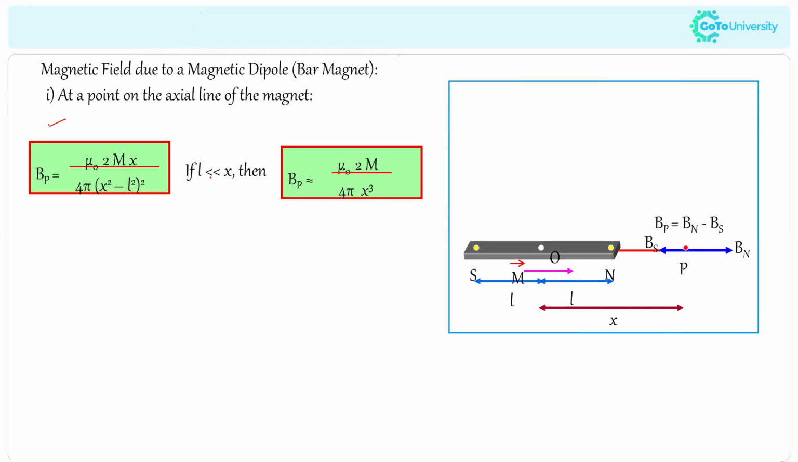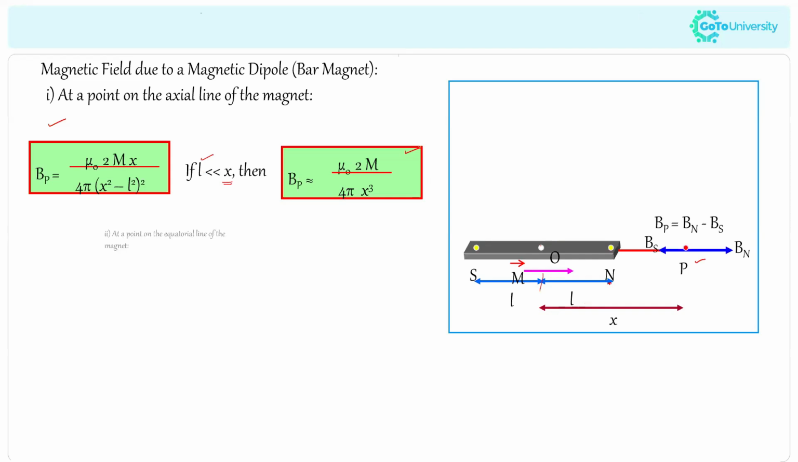if the value of x is greater than the value of L, or else we can say if L has a small value compared to x. Here L represents the distance between the center and a single pole, whereas x represents the distance from the center to where we are calculating the magnetic field. So these two formulas we will use.